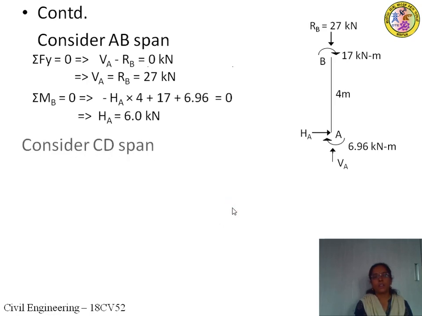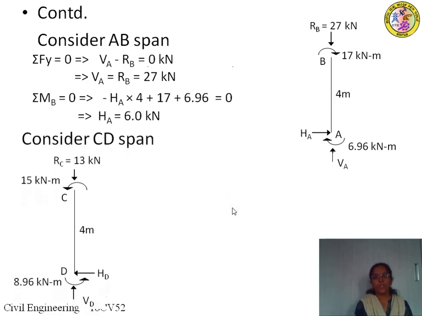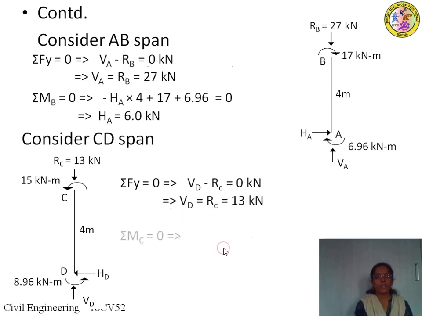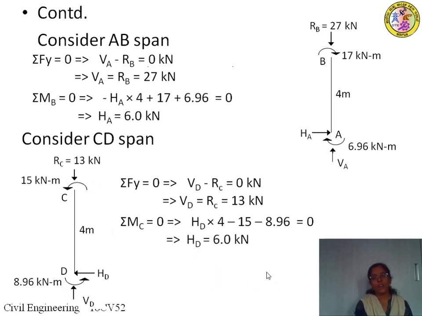And the CD member, if you consider CD member, this is the direction of HD, and the end moments, apply this equilibrium condition, sigma Fy equals 0. So Vd minus Rc equals 0. So that gives Vd equals Rc as 13 kilonewton. And take moment about C equals 0, that gives HD into 4 minus 15 minus 8.96, that is equal to 0. That gives HD as 6 kilonewton. Okay, so if you apply sigma H for the entire frame, so HA minus HD, that will be 0.